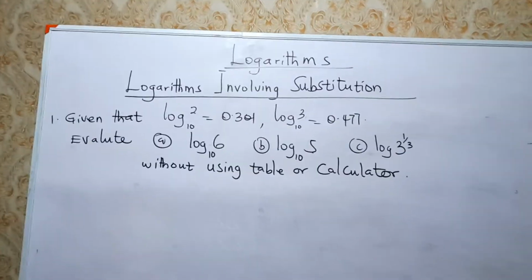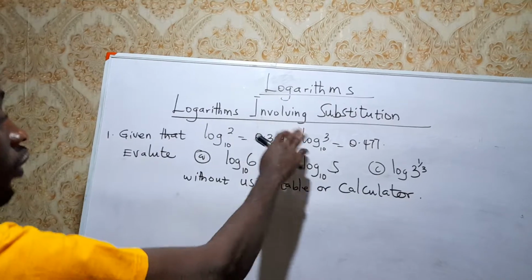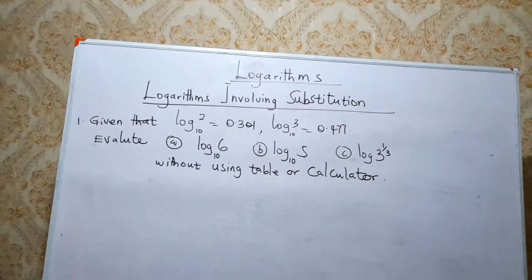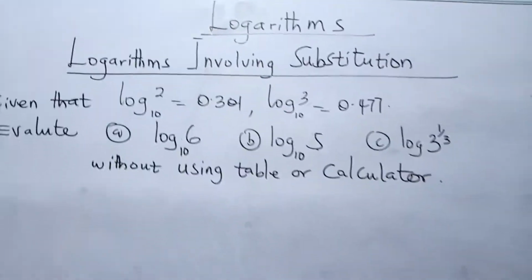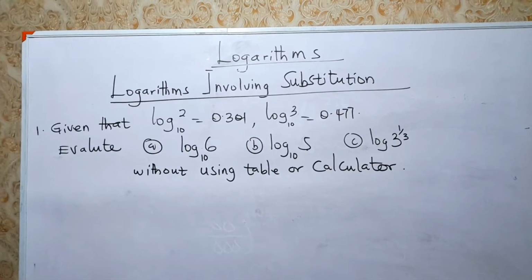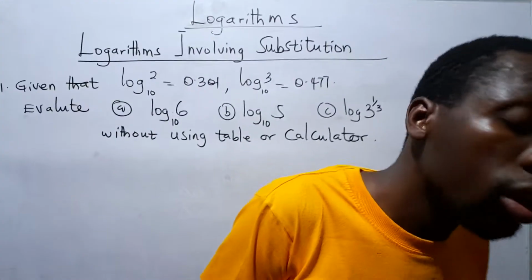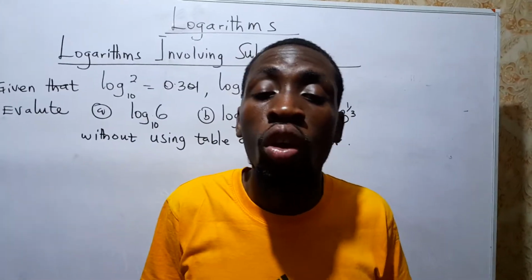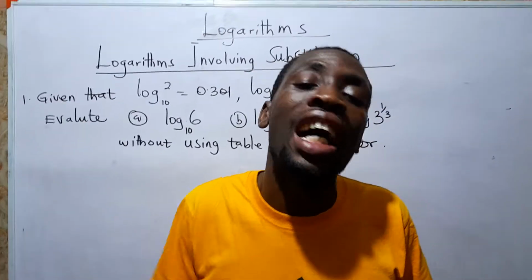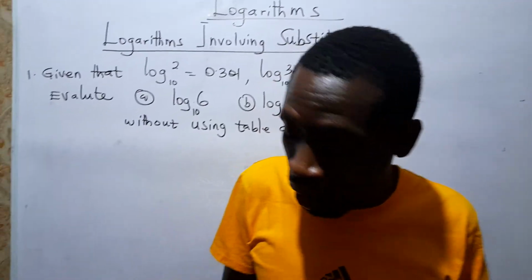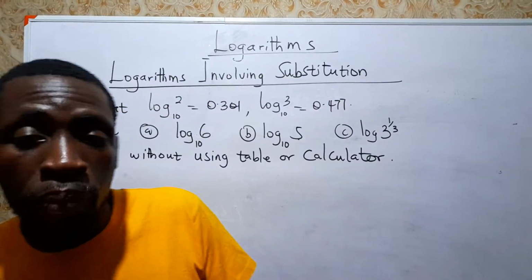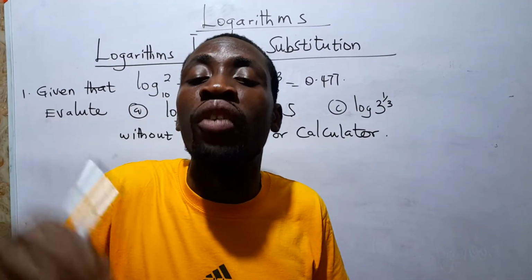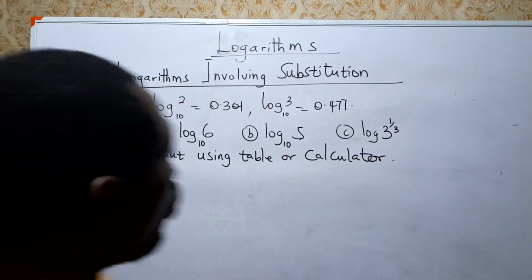So the next thing we'll talk about is logarithms involving substitution. When we talk of logarithms involving substitution, it is a situation where the value of some logs will be given to you for you to evaluate another log. How do you do that? You use the base and the values of the logs given to you to find the value of that particular log.